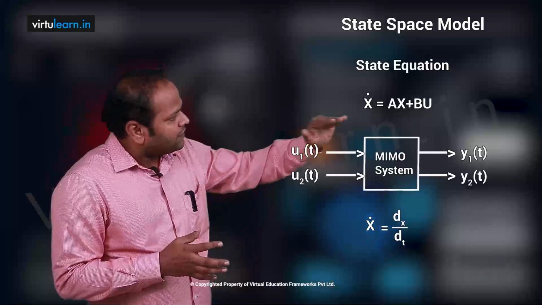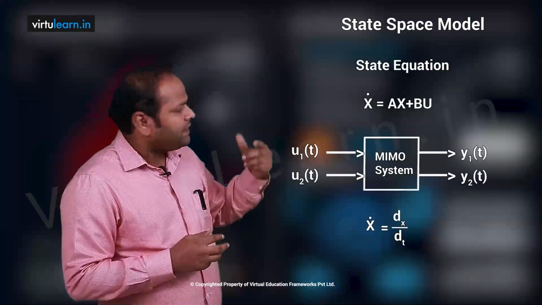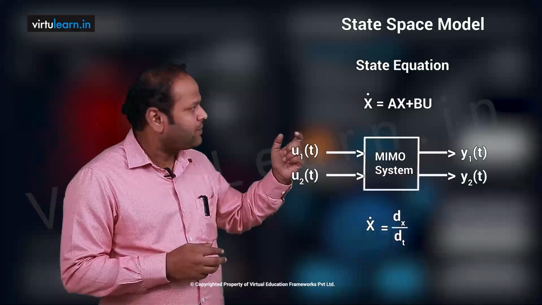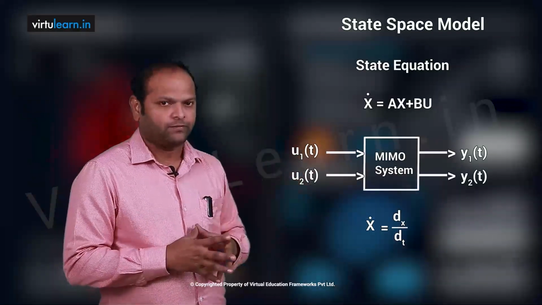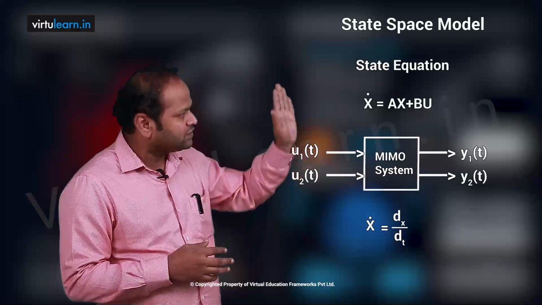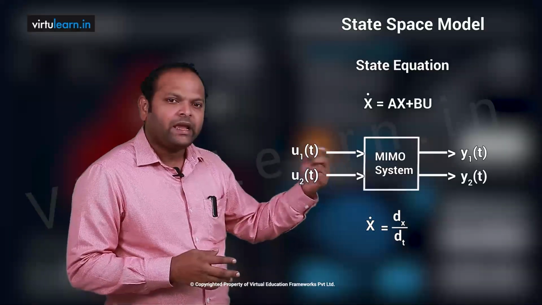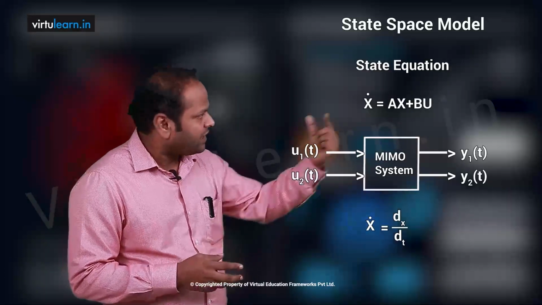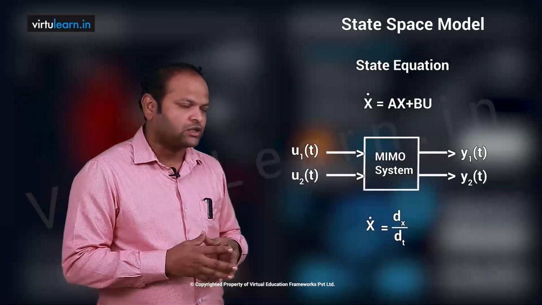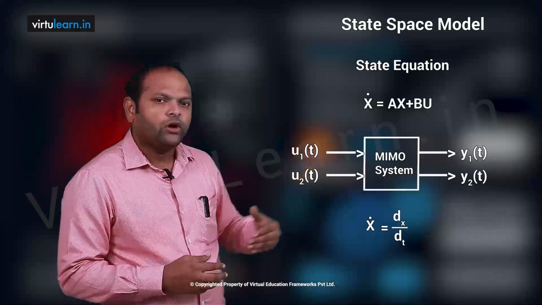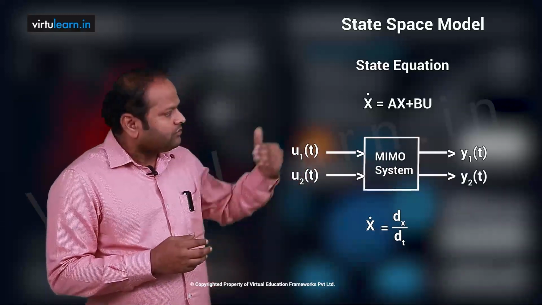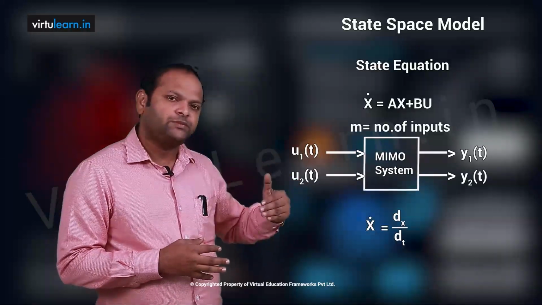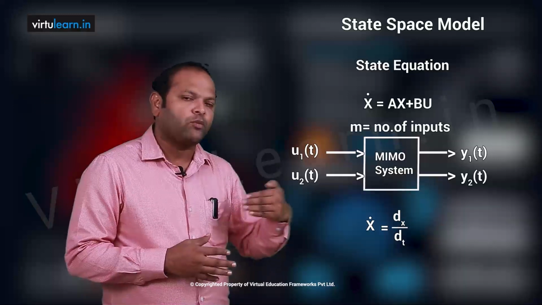Now, when you look at the dimensionality, let us say it's an nth order system. What is the dimension of x dot? The dimension of x dot is n cross 1, meaning there are n variables, and it is going to be a vector. What is A? The A matrix dimension is n cross n, where n is the order. Again, what is x? X is also n cross 1. Then what is u? Let us say there are m inputs, because the state space model is applicable for multi-input, multi-output systems.